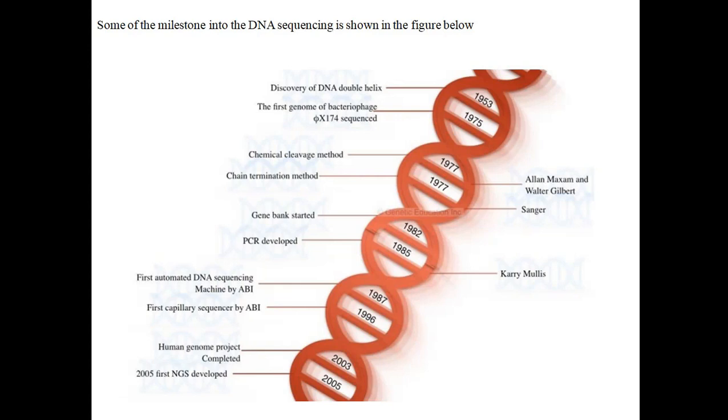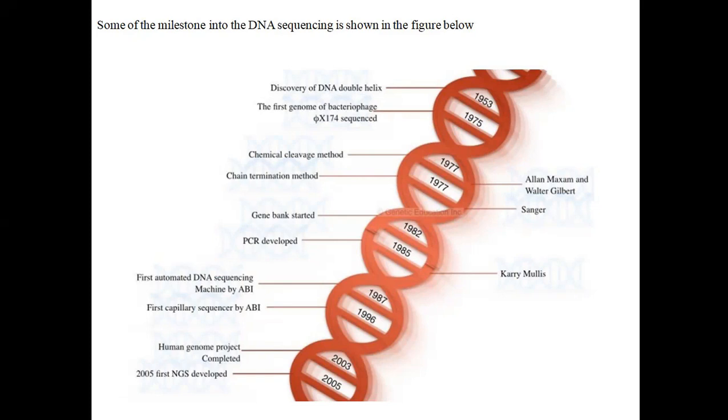And when you come to 1987, the first automated DNA sequencing. Earlier, manually we had to look at the base pair arrangements. Here everything is automated. So the first automated DNA sequencing machine was developed in 1987 by ABI. And next we had the first capillary sequencing, where within a single gel you can read the different sequences. The capillary sequencing was developed somewhere in 1996.